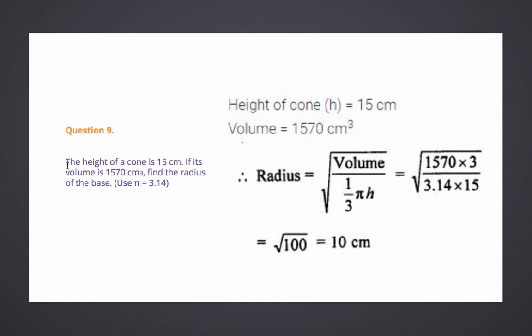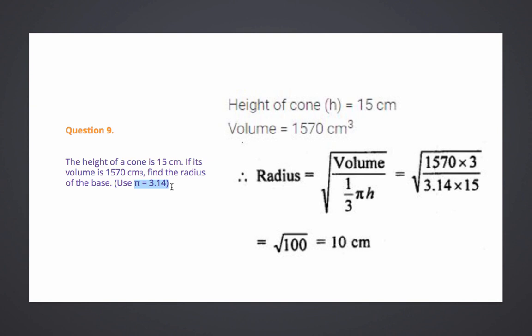See what it says. The height of a cone is 15 centimeter. What is the height of cone? See, I have written 15 centimeter. And the volume is 1570 centimeter cube. This is the volume, 1570 centimeter cube. What is the formula for volume? 1 by 3 pi r square h. Pi, the question says very clearly, students, use pi equals 3.14.